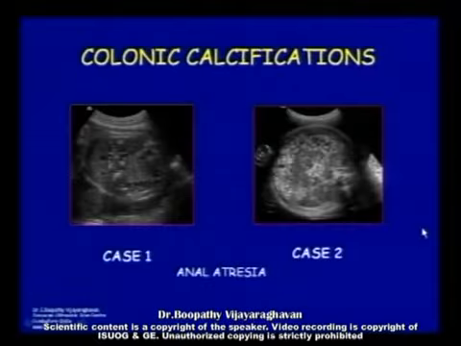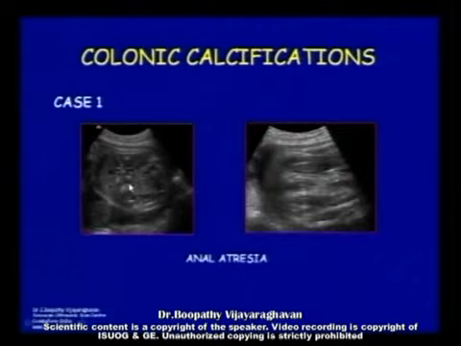Then we come to the last group where you see colonic calcification, the meconium calcifications. These are two examples. In case 1, when you see this, straight away we tend to diagnose anal atresia with fistula formation with the urinary tract. But I'll show you these two examples. In case 1, the anus was not seen, so confirmed that it is anal atresia with a urinary fistula.